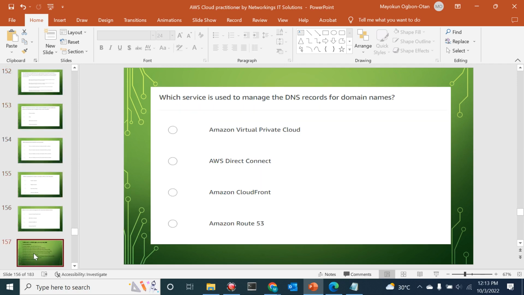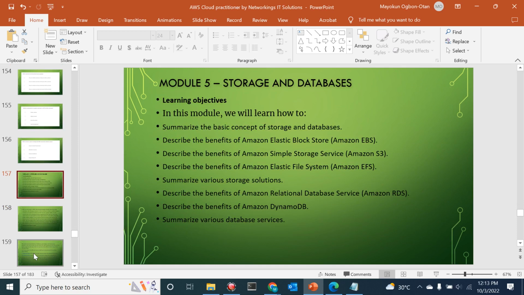So this has brought us to the end of Module 4. This week, we are going to be starting Module 5, which is storage and databases. Thank you for coming to class. I'm going to post some questions on the group now, or maybe I should let me get the answer to the last assignment, and then I'll post another one.